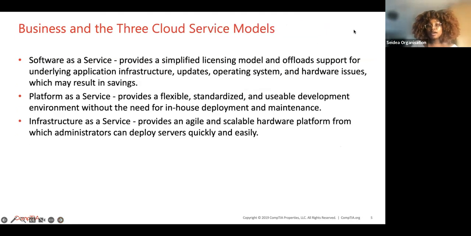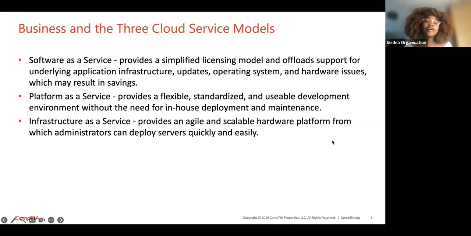Now, going into the next part, going back into the different types of business cloud service models, your SaaS, your PaaS, your IaaS. Going back again with software as a service, it provides simplified licensing models and offloads support for underlying application infrastructure, updates, and operating systems, as well as hardware issues that may result in savings. So for example, I think somebody mentioned Salesforce earlier. Salesforce will be seen as software as a service, because remember the concept of houses: SaaS is like going to a house and it's already furnished. You don't need to do anything. Everything is already set for you.